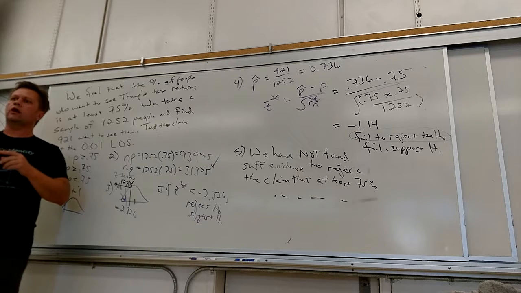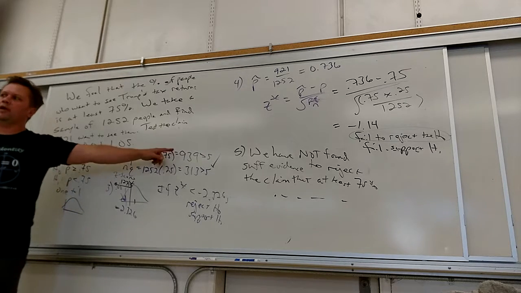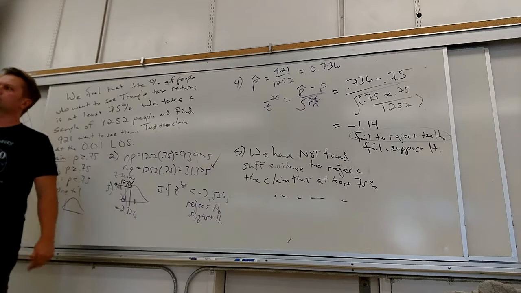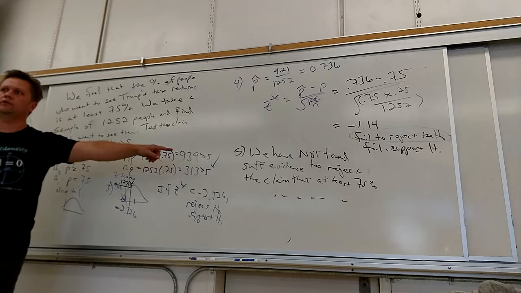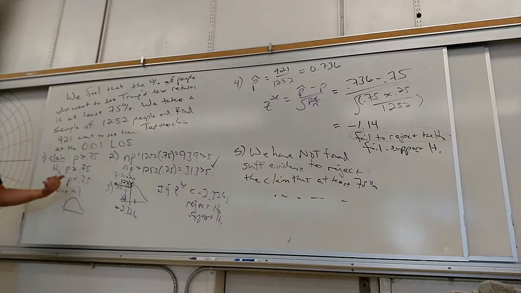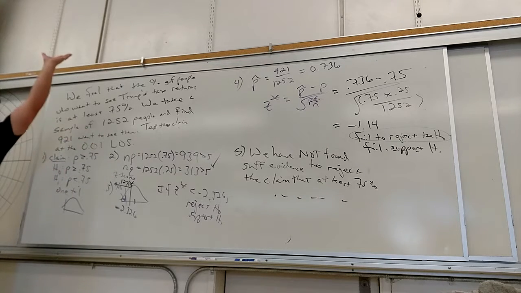If we're the people that made the claim, are we happy about the outcome? Yeah, because we didn't find evidence to reject our claim. Our claim was the H0. We didn't find evidence to reject it. We're happy.